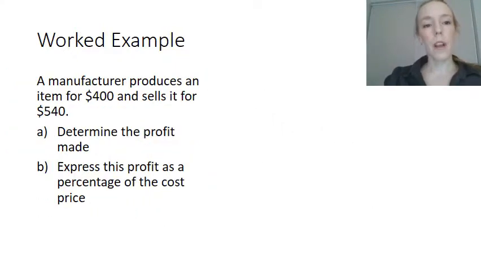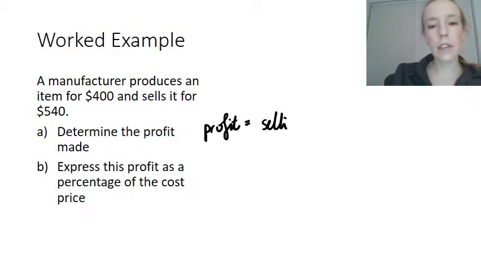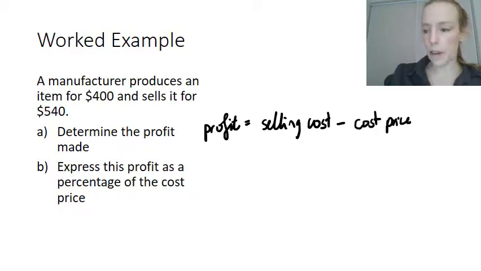Okay, so a few more. So another worded example. A manufacturer produces an item for $400 and sells it for $540. Okay, so determine the profit made. So our profit is the selling cost minus the cost price. Actually, I might change that to the selling price. So it's the selling price minus the cost price.